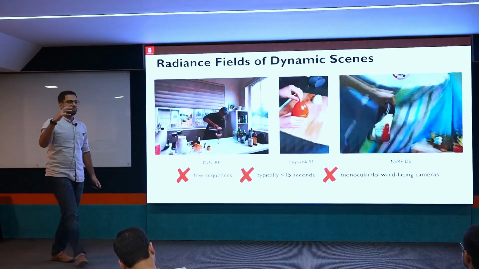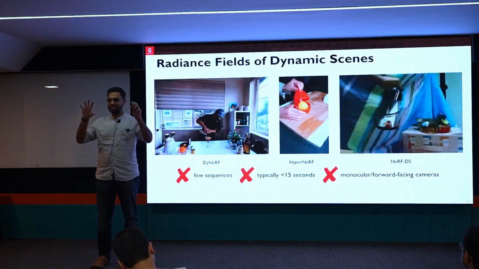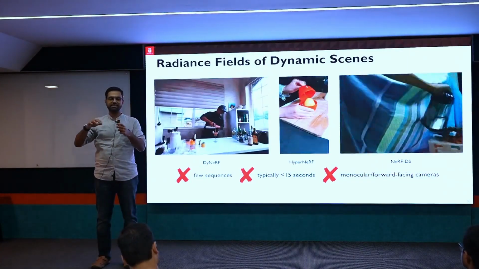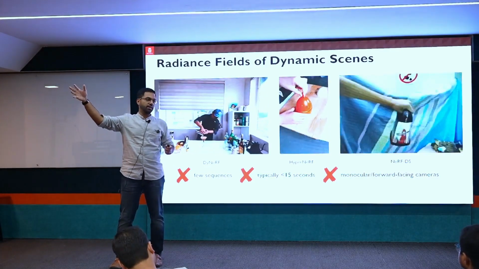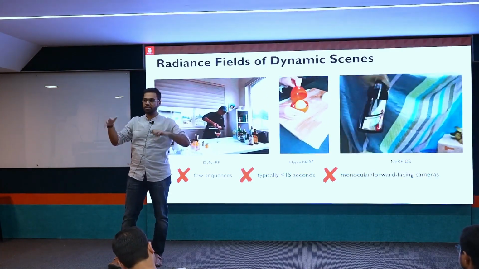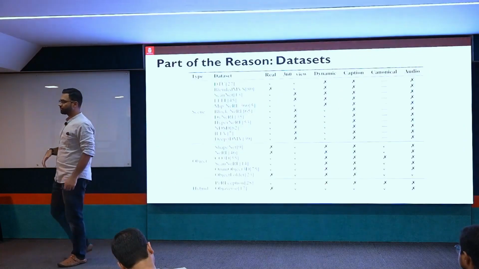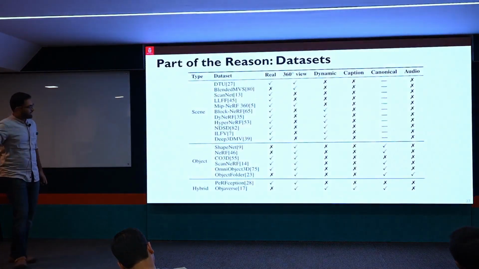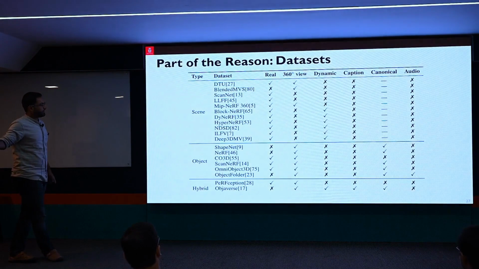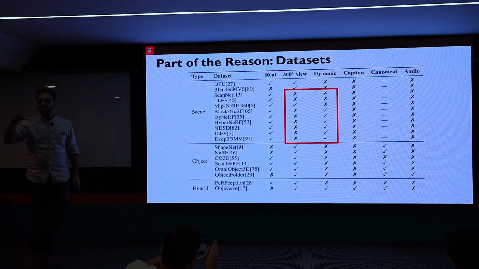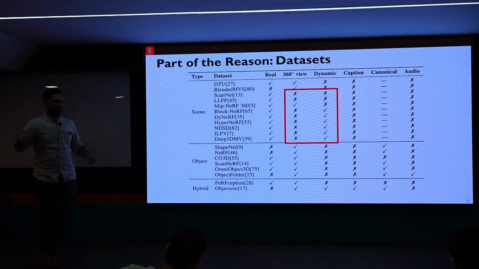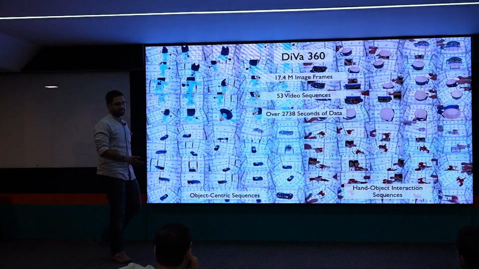And then the camera placement is also an issue. Most datasets are forward facing. So if you have a scene like this, there are only cameras here, so you can't look at how the scene might look from different positions. That's a limitation. There are plenty of datasets. This slide probably needs to be updated, but essentially most of these datasets are limited by the number of views and the length of the data that they have. So we wanted to fix this.